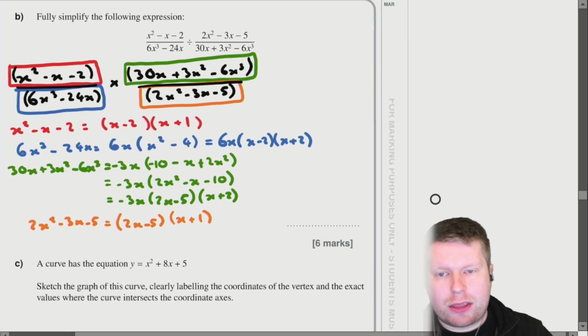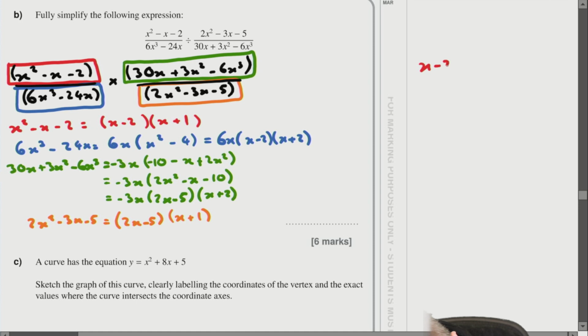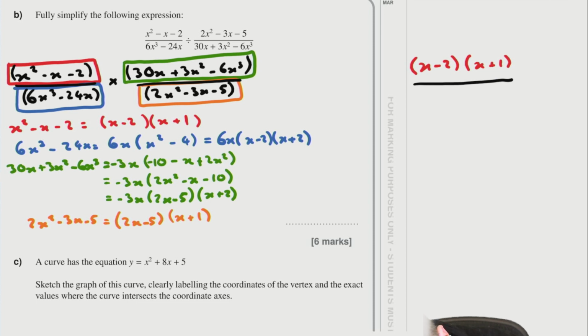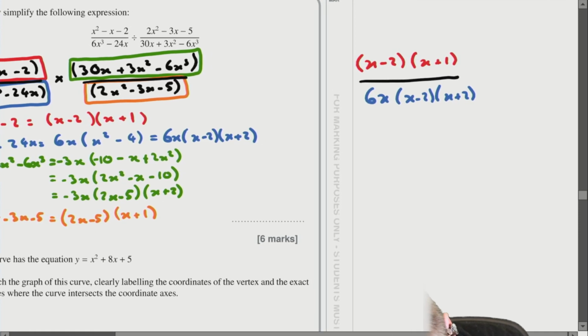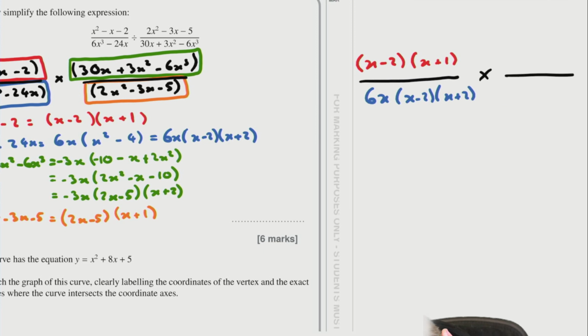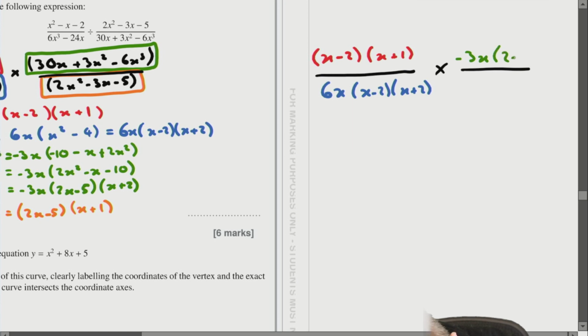But when I put it all back together, and I'm just going to write it over here for the sake of space, if I change the red thing, I end up with x minus 2 times x plus 1. If I change the blue thing, I'm going to end up with 6x times x minus 2 times x plus 2. If I change the green, I'm going to end up with negative 3x times 2x minus 5 times x plus 2.